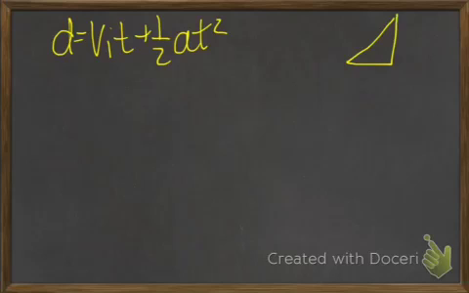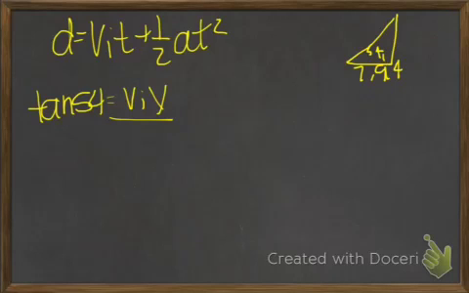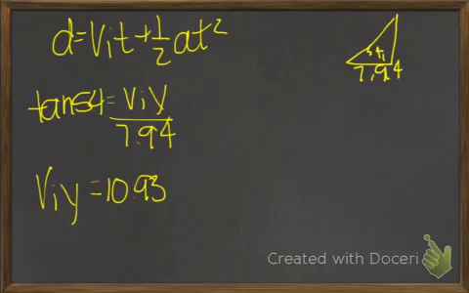If this is our triangle, this is 54 degrees. This is 7.94. I'm going to use my tangent function in this case. So tangent of 54 equals initial velocity of y over 7.94. Multiply both sides by 7.94. You should get that the initial velocity of y equals 10.93. Then I just plug that into the equation using the new time they give me.